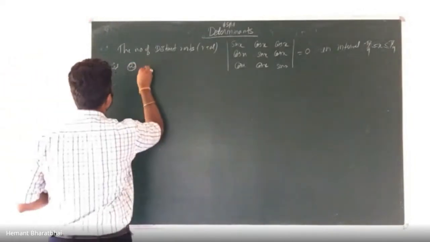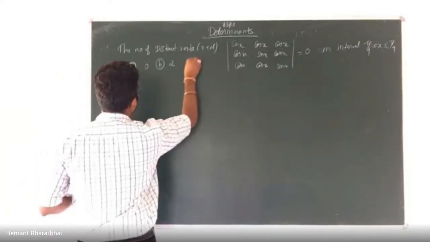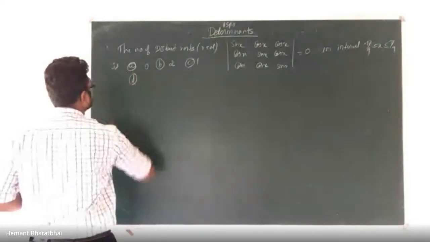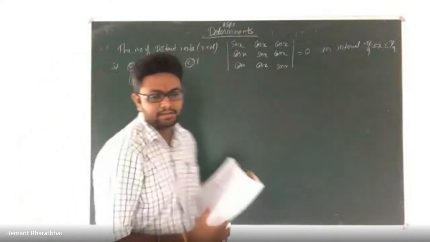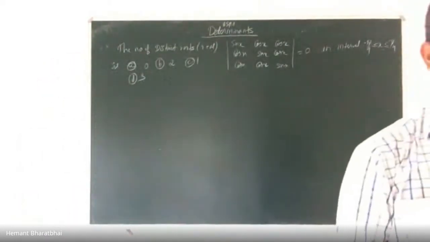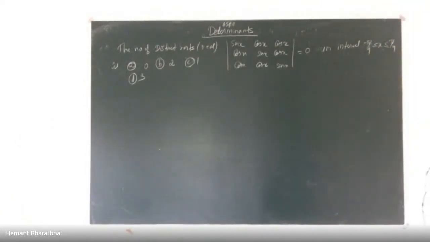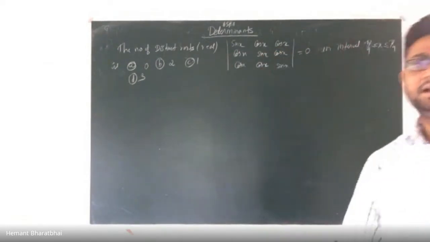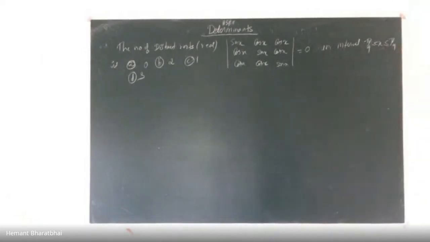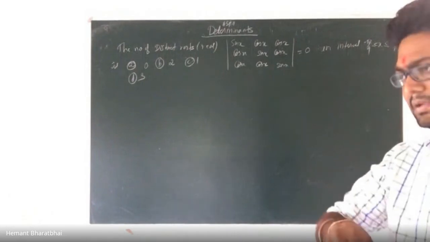Option A is 0, option B is 2, option C is 1 and option D is 3. Can you guys try? We have to apply the property. Don't directly solve the determinant, otherwise it will become very difficult. If I take the determinant directly, I'll get a lot of terms with sin and cos everywhere, and simplifying it will take a lot of time.